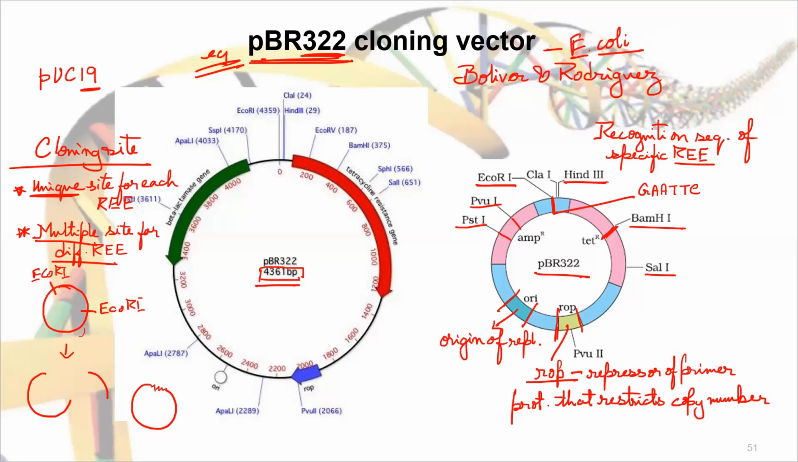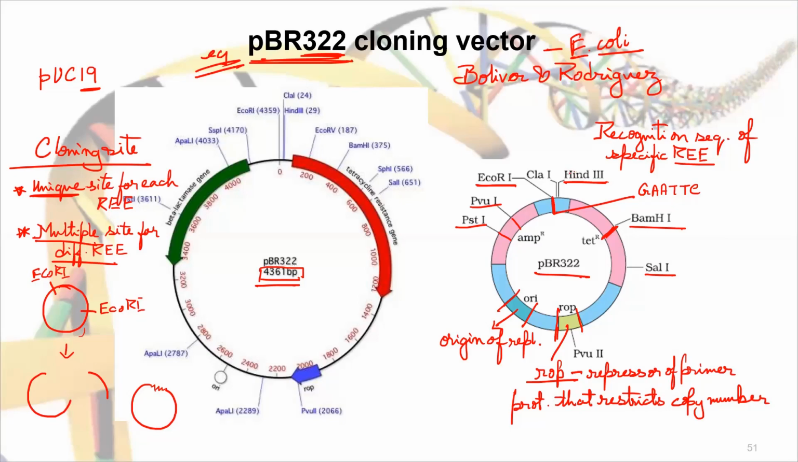So why are these names written here? It basically means that at these particular regions, there are some specific recognition sequences, the sequences which can be recognized by these particular enzymes. That is why we call them cloning sites, because cloning sites means the sites where you can clone or add the foreign gene of interest.